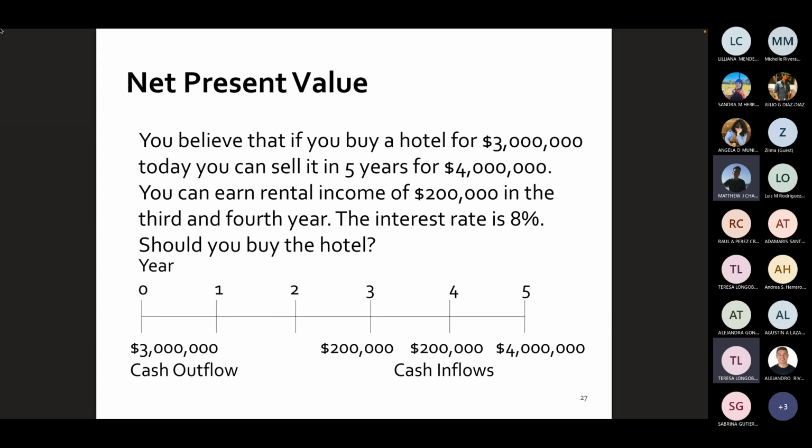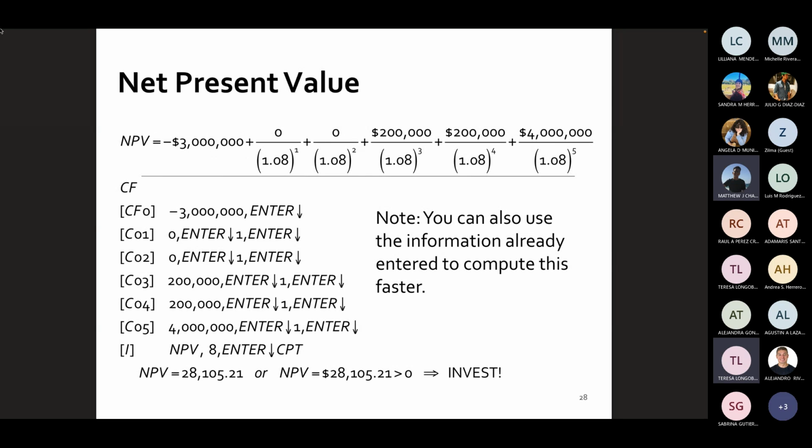Is it 26,000? Yeah, something like that. It's positive, yes. So it tells you that you should invest, right? Yes, because it's more than 0. Okay, I got 28,000, but you were close. So try it again, 28. Okay.